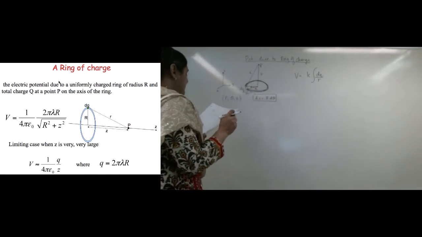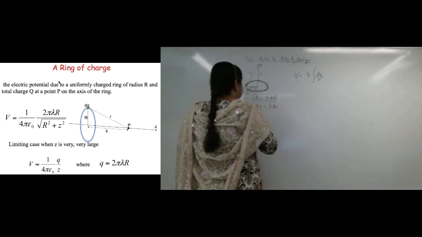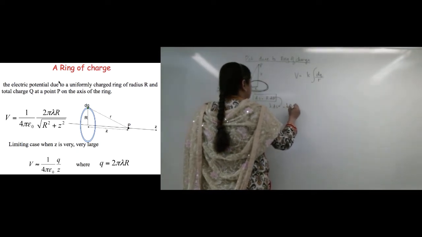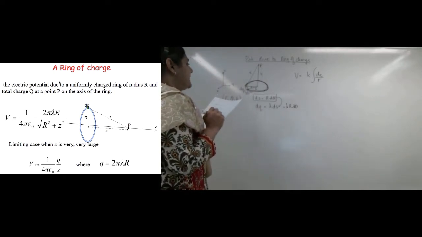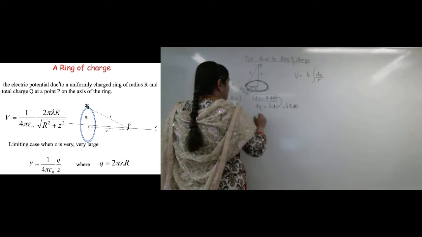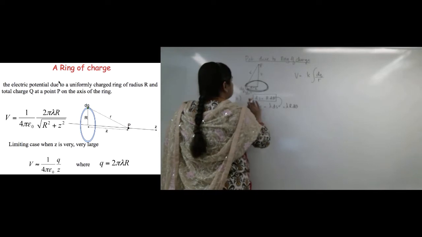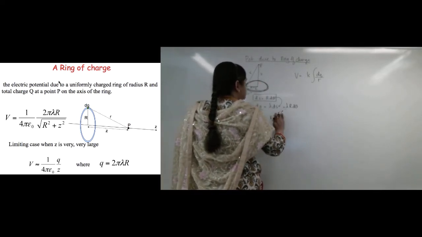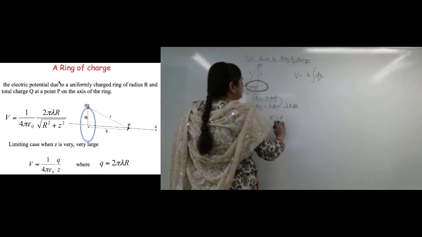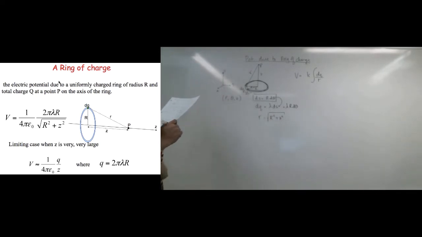Okay, what else do I know? Oh, I know dq will be lambda ds. So that means I can plug this value in here. This will be lambda r d theta. Good. Okay, what else? I know r, big R, looking at the picture. Oh no, little r. Let's talk about little r. So this r will actually be equal to the square root of r squared plus z squared. That should be all I need.